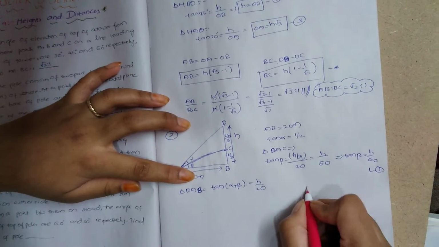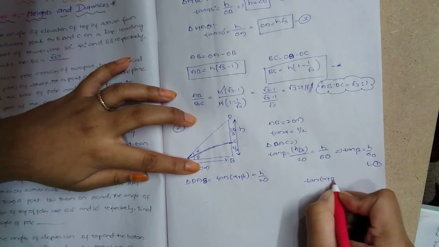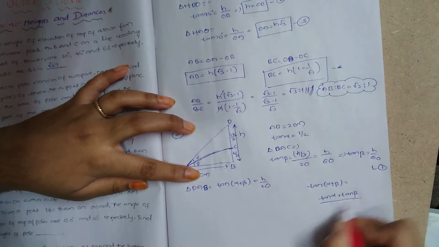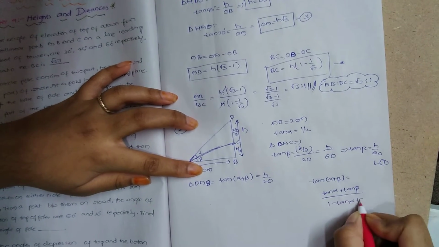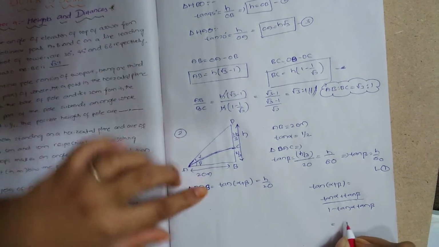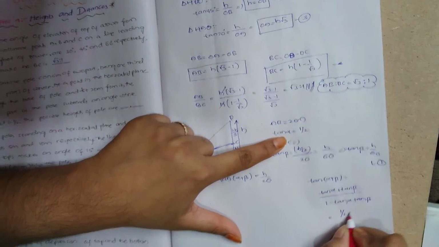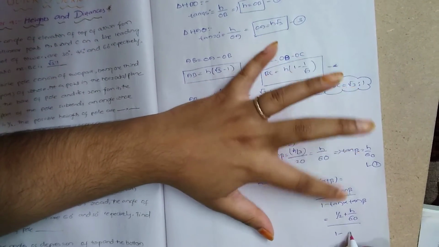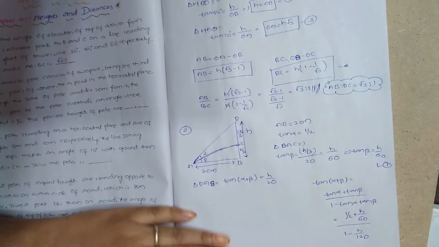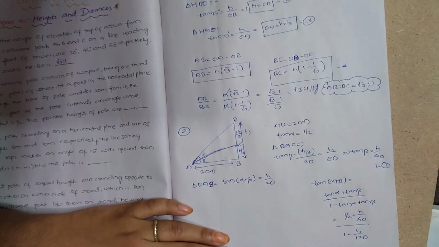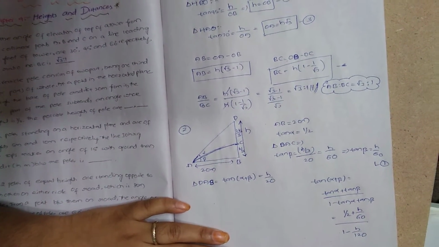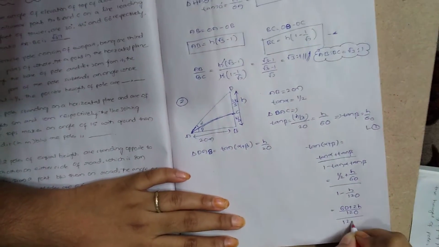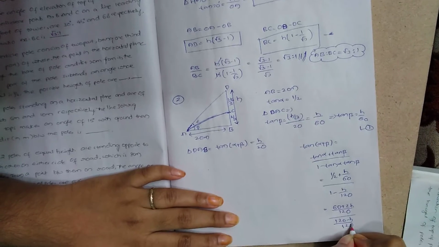Yes, now what is the tan of alpha plus beta formula? Tan alpha plus tan beta by 1 minus tan alpha tan beta. Let us substitute all of these. Tan alpha is 1 by 2 plus tan beta is, from 1, H by 60, by 1 minus H by 120. Agree? Now solve this. What do you get? 60 plus 2H by 120 by 120 minus H by 120.